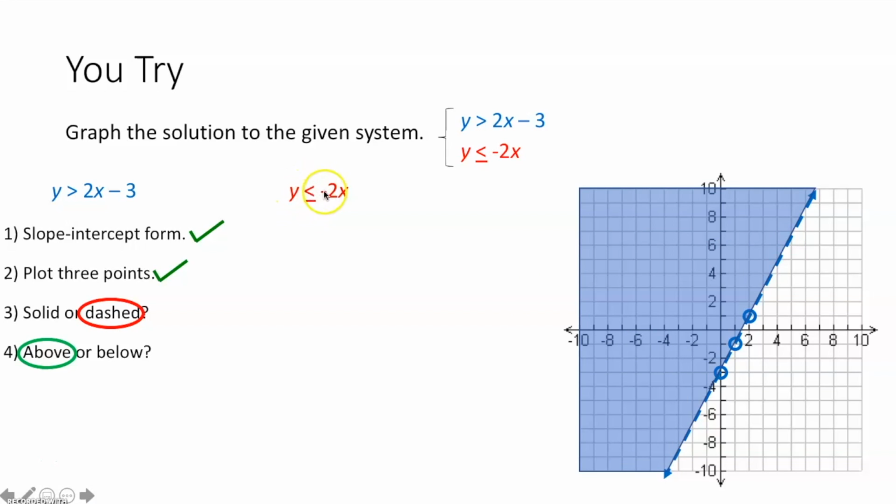We have y is less than or equal to -2x. Is it in slope-intercept form? Y = mx + b. Yeah, b is just 0 because it's not there. So yes, it's in slope-intercept form. So we're going to plot 3 points. We start with our y-intercept, which in this case is 0 because it's not there.